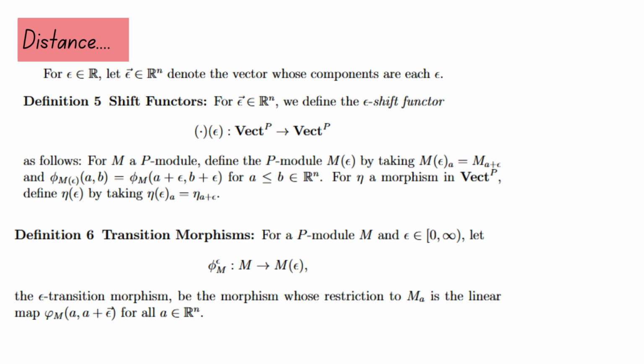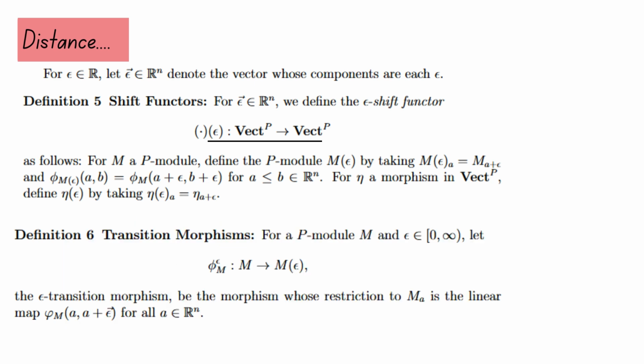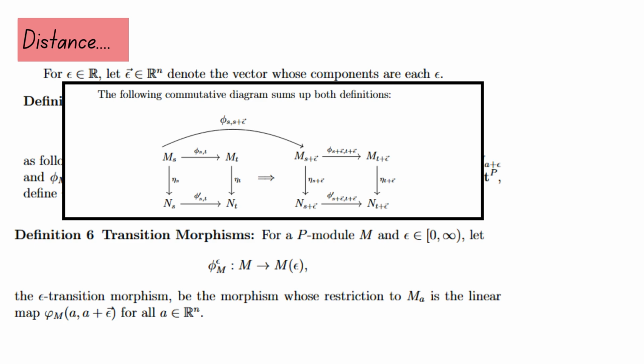So now, having defined the multi-parameter persistent modules, we will define our distance notion between them. We have two definitions, the shift functor and the transition morphism. Due to the shortage of time, I will explain these two definitions using this commutative diagram. What the shift functor does is it takes M_s and maps it to M_{s+epsilon}, and it also shifts all the linear maps. And what is a transition morphism? A transition morphism is the morphism between M_s and the shifted version of it. For example, that is the morphism between M_s and M_{s+epsilon}.